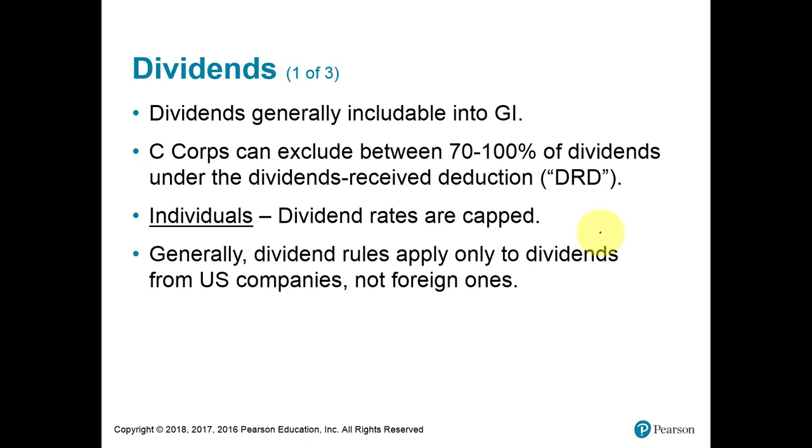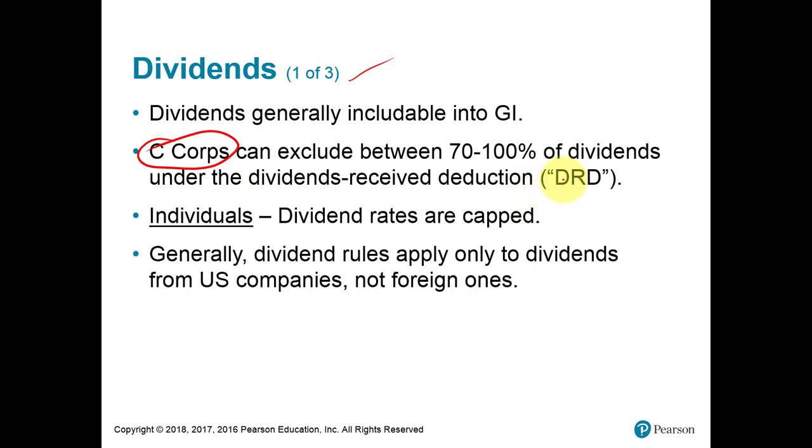Let's move on to the next type of income. That's receiving money as a distribution from a corporation, or dividend income. Depending upon who is the shareholder receiving this dividend, if the shareholder is another corporation, then they can exclude or deduct something between 70 to 100% of that dividend.